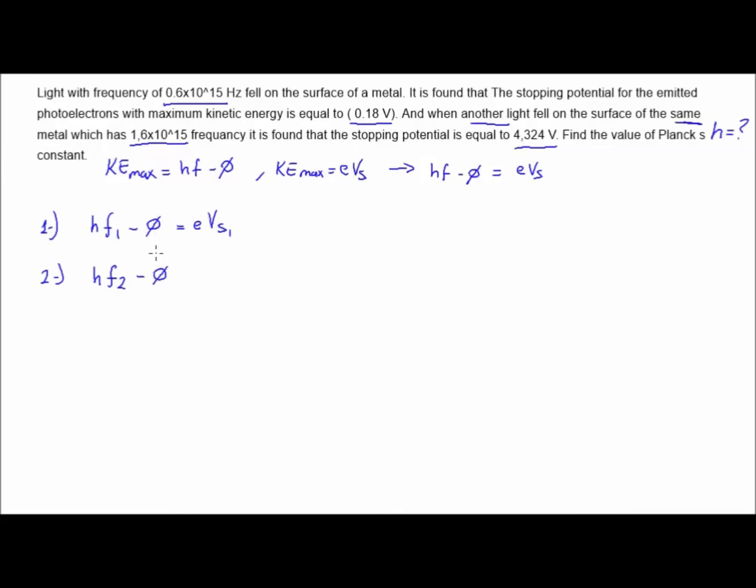Why are we not saying first work function and second work function? Because we are talking about the same metal, so it's going to be the same work function, equal to eVs2.